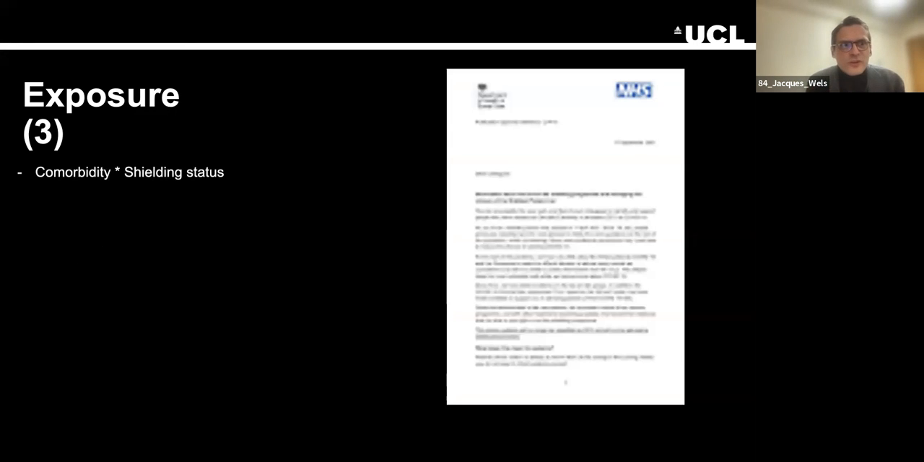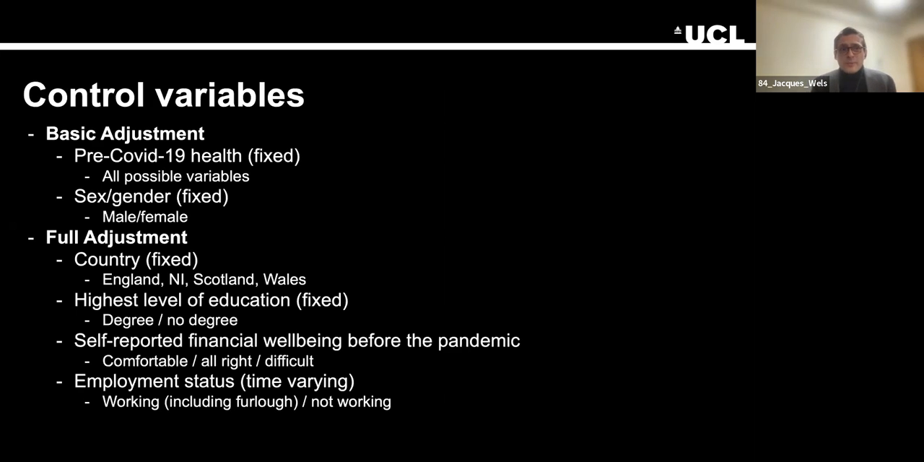And the third exposure is, as I said in the introduction, the interaction between comorbidity and shielding status. As I've said previously, I hope you remember, people would receive a letter from the NHS asking them to shield, and we did an interaction between those 2 variables. So these are our 3 exposures.